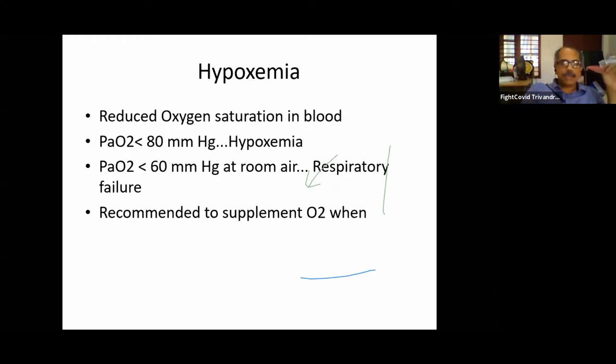So, hypoxemia means reduced oxygen saturation in the blood, with a PO2 less than 80 millimeters of mercury. We will say that the patient is likely to have hypoxemia when the patient is breathing room air. And when the PO2 is less than 60 millimeters of mercury at room air, we will call it a respiratory failure.